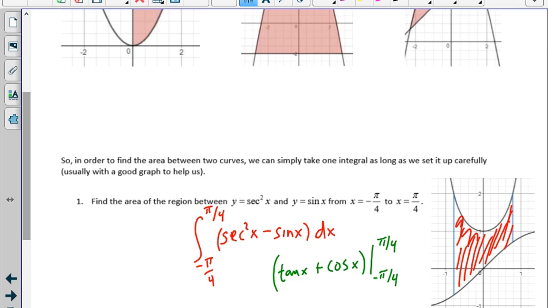If I substitute values in, I get tangent of pi over 4 is 1. Cosine of pi over 4 is root 2 over 2. And then I'm going to subtract what happens when I plug in negative pi over 4. So that's minus negative 1 plus root 2 over 2. So I have 1 plus 1, and then the root 2 over 2's cancel. So I end up with this integral equaling 2.